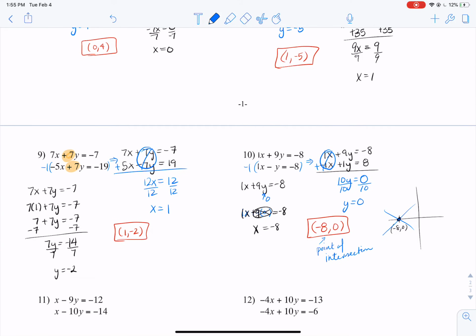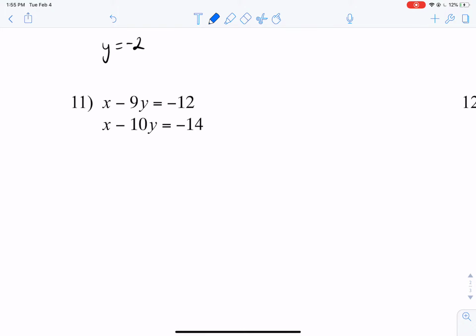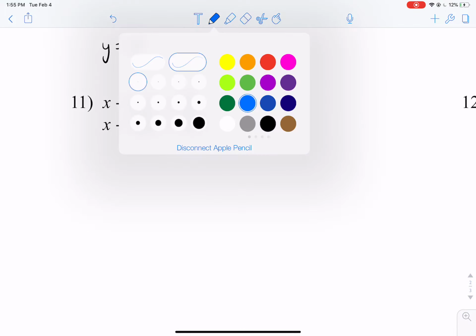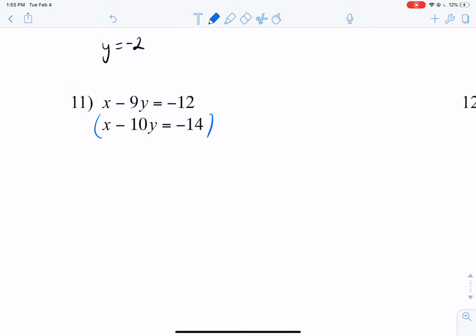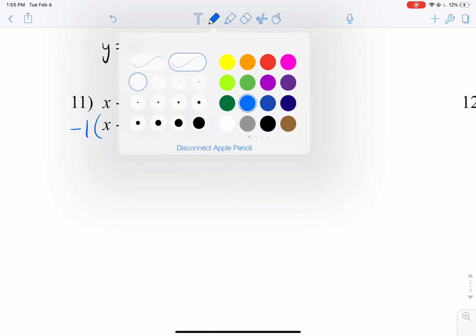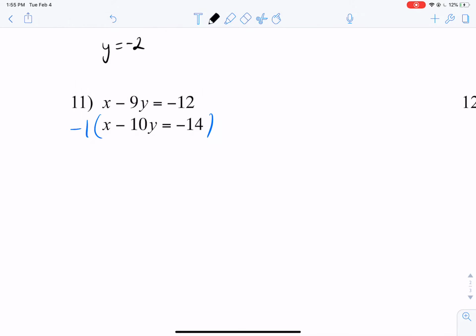Okay? So for number 11, let's start off by multiplying the bottom one by negative 1, since that's going to be the situation with all of these right here in the back. So we end up with 1x minus 9y is equal to negative 12. Negative 1x, positive 10y is equal to positive 14.